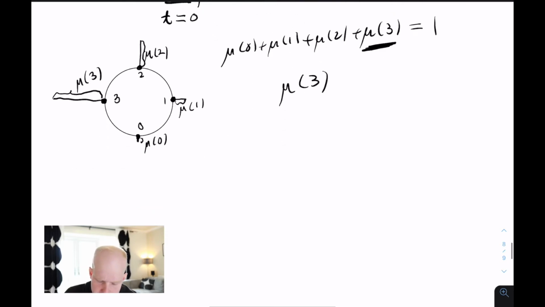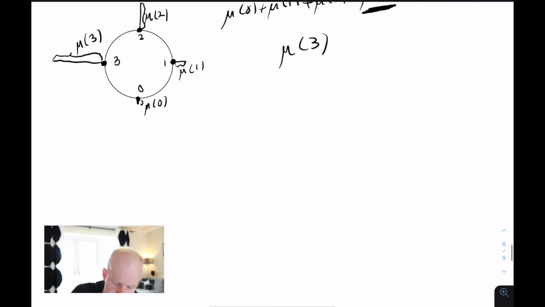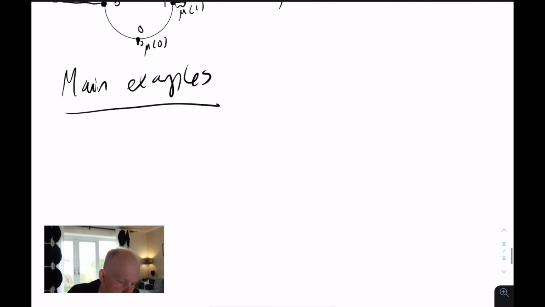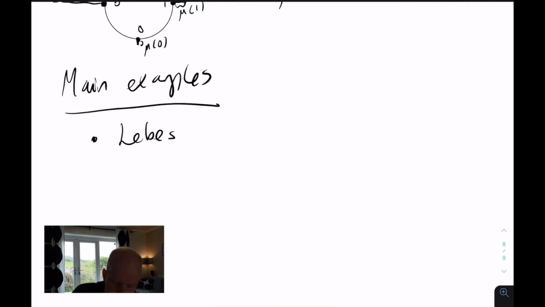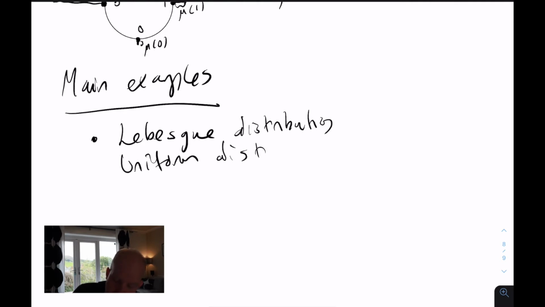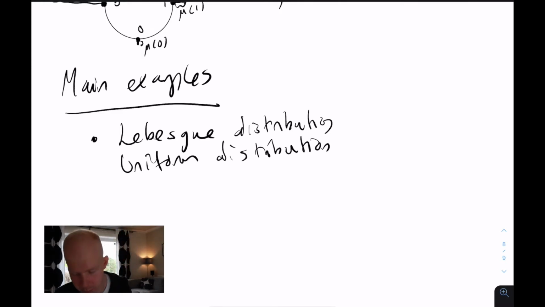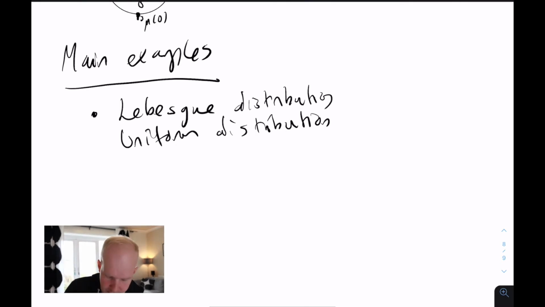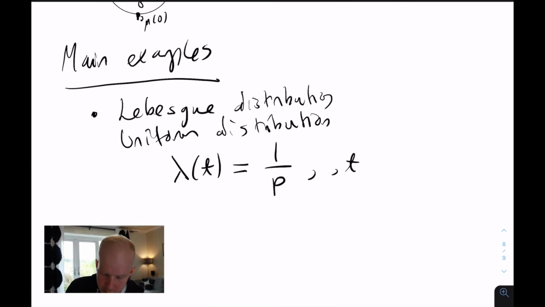And there are two main examples from which you can build a lot of the other examples. The first is what I call the Lebesgue distribution. It's also called the uniform distribution. Maybe uniform is more common, and it's just not to be confused with Lebesgue measure, which you have in a measure theory course. The definition is that lambda of t is given by 1 over p, where t is in Z_P.